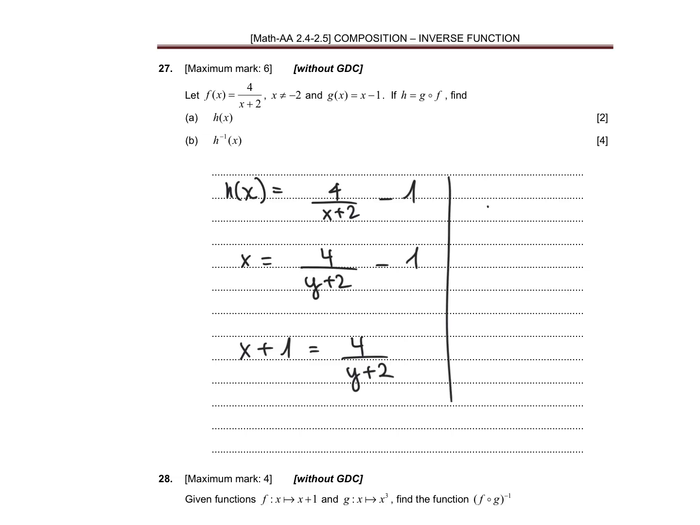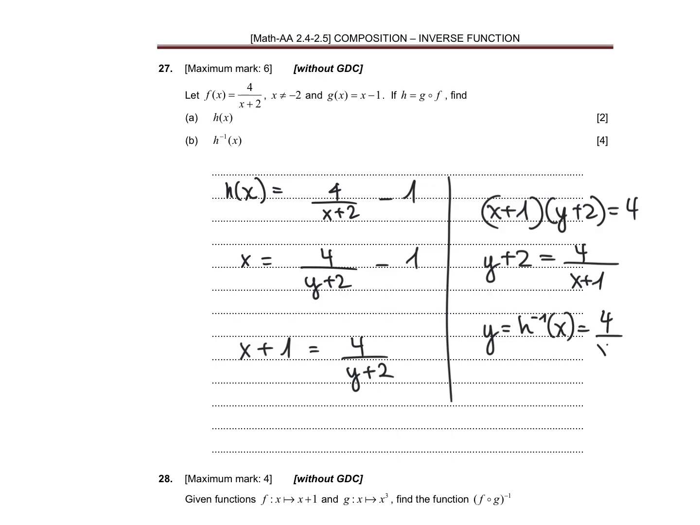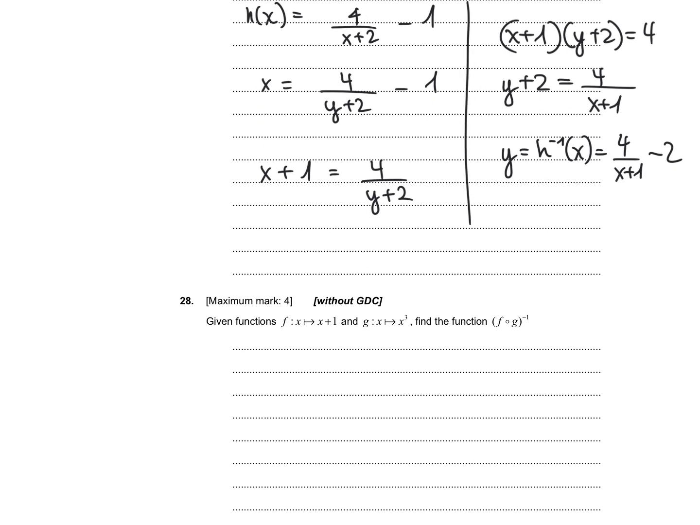So we're going to have (x + 1) times (y + 2) equals 4. We can just straight up divide by x + 1 and then subtract 2. And that's the function, 4 over (x + 1) minus 2. Okay, next.